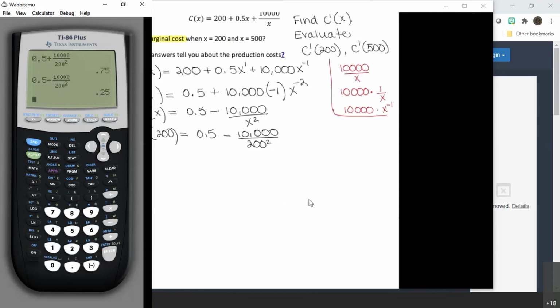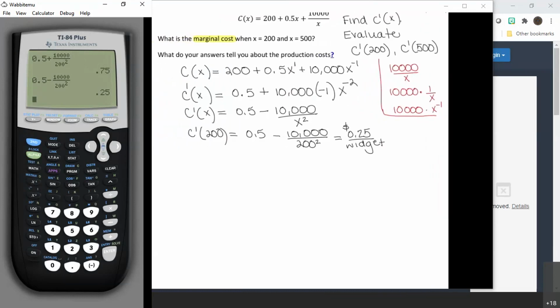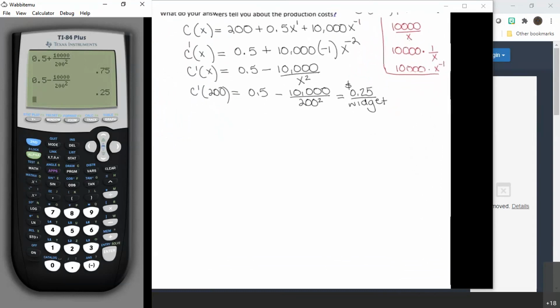So there's the 0.25. My output units are in dollars, and my input units are in widgets. So I could say $0.25 per widget, but we don't normally describe it like that. We'll say 25 cents per widget. So my marginal cost when I make 200 of these things is 25 cents to make the 201st widget.